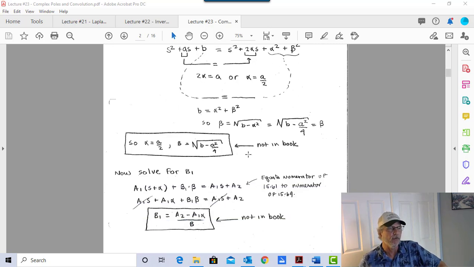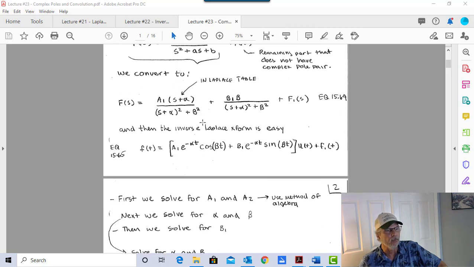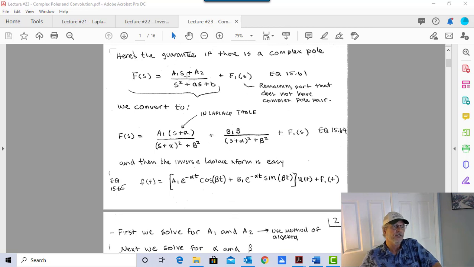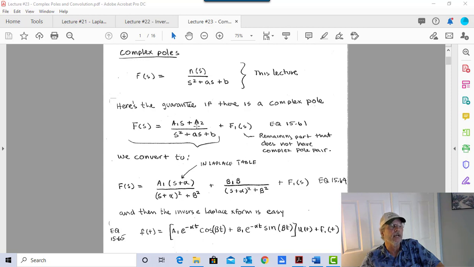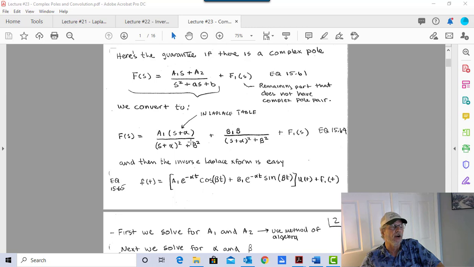Now let's solve for B1. Let's go back and look at where it was again. Remember, we started off with this. We got our A1 and A2 with the method of algebra. We just got our alpha and our beta. Now we need this little B1 term. So looks like all we got to do is just equate these numerators.